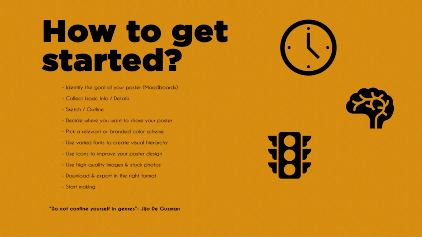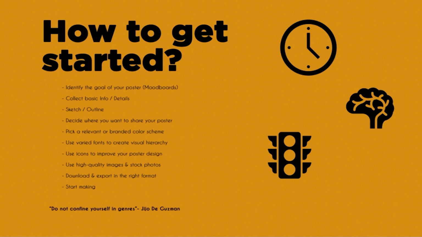And next is collecting basic information or details. Even though you're really in the zone to create creative posters or vector styles and any other creative stuff, it's important to collect basic information and details on that movie or certain music, or what's going to happen in that event or that business.